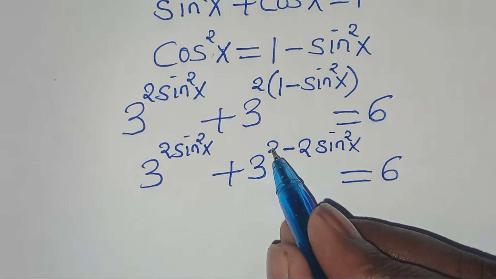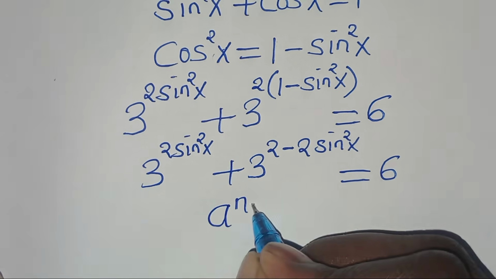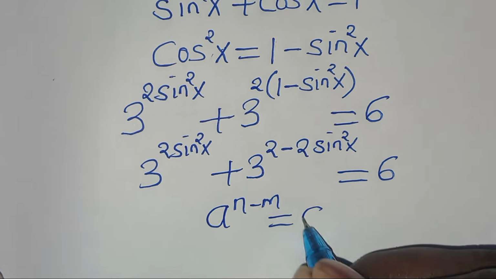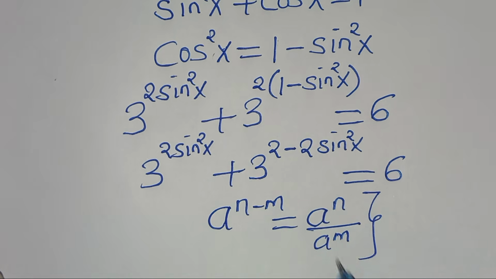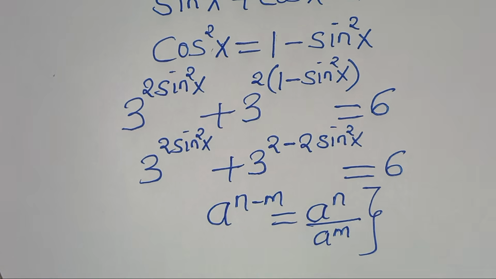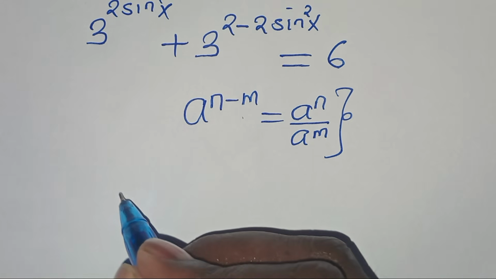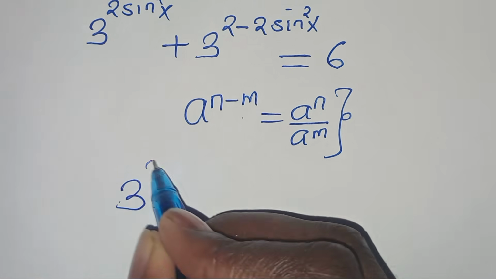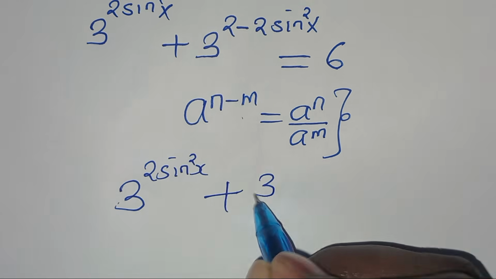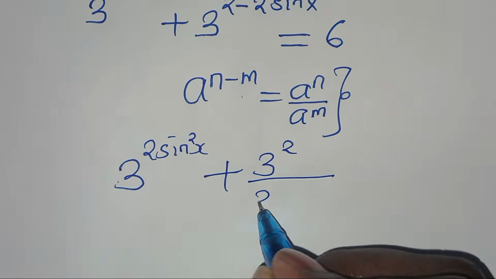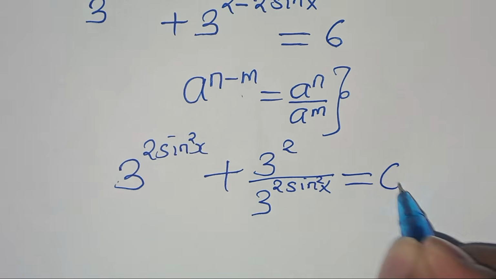We have that 3 to the power of 2 minus 2 sine squared x is in the form of a to the power of n minus m, which you can express as a to the power of n divided by a to the power of m. Applying this exponent property, then we have 3 to the power of 2 sine squared x, then plus 3 to the power of 2 divided by 3 raised to the power of 2 sine squared x. This is equal to 6.